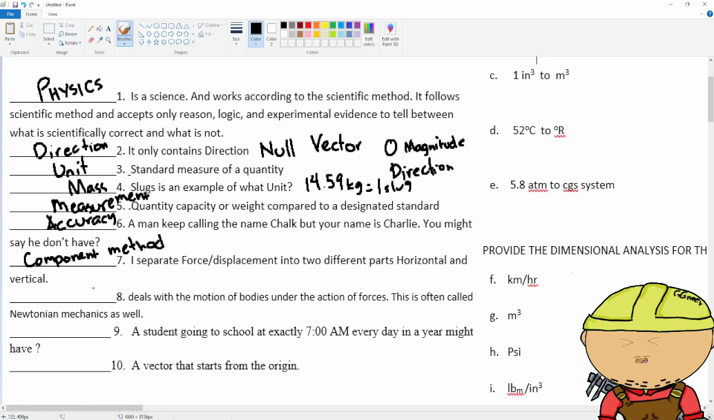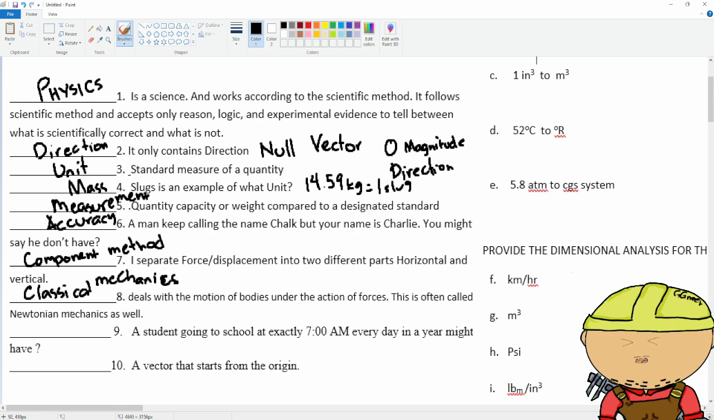Deals with the motion of bodies under the action of forces. This is often called Newtonian mechanics as well. Well, it could be statics, but Newtonian mechanics means classical mechanics, because statics is not the only topic that deals with force. Kinematics and dynamics deal with force too. So classical mechanics is the right term.